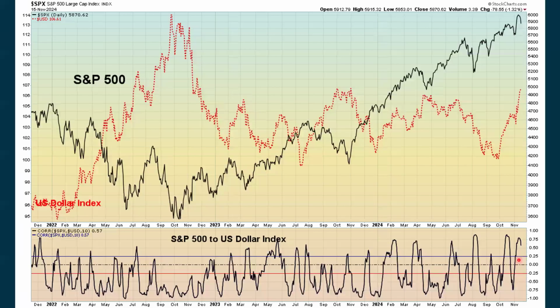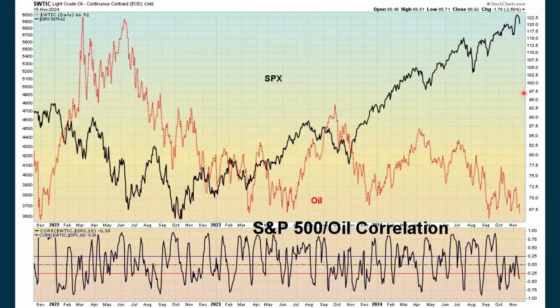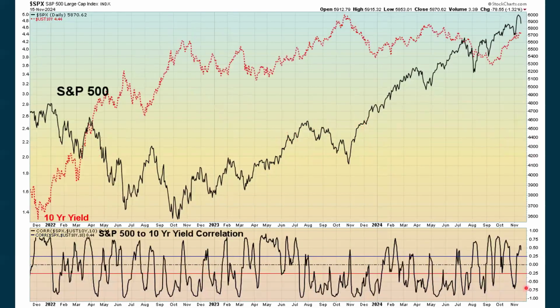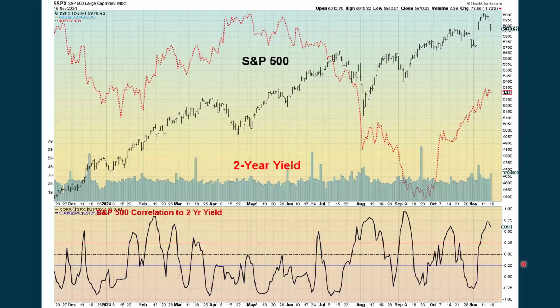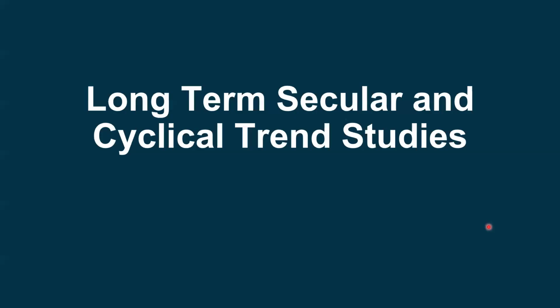Keeping an eye on some correlations, we look at the correlation between the S&P and the dollar. They're actually going in the same basic direction right now. And S&P to oil, slight tendency to go in opposite directions. The S&P to the 10-year yield, slight tendency to go in the same direction. And the tech sector to the 10-year yield also coming back down more to neutral right now as the market has been shifting lately. And the S&P to the 2-year yield, pretty strong correlated relationship. They tend to be moving in the same direction at the same time.